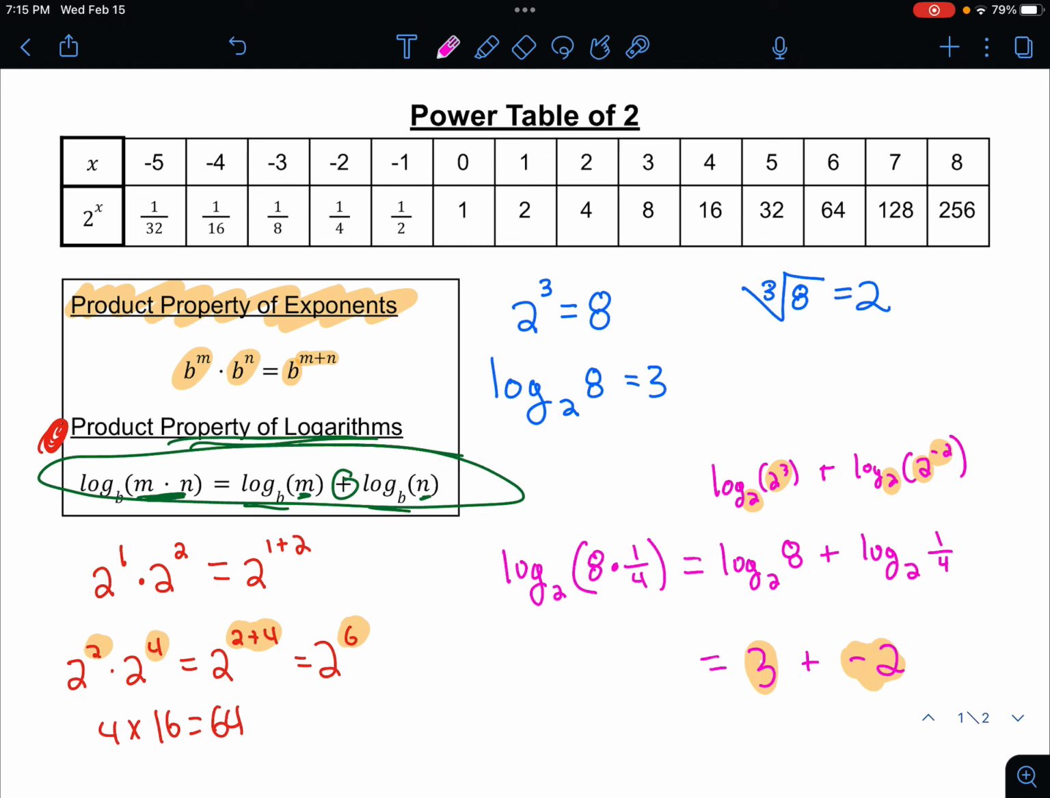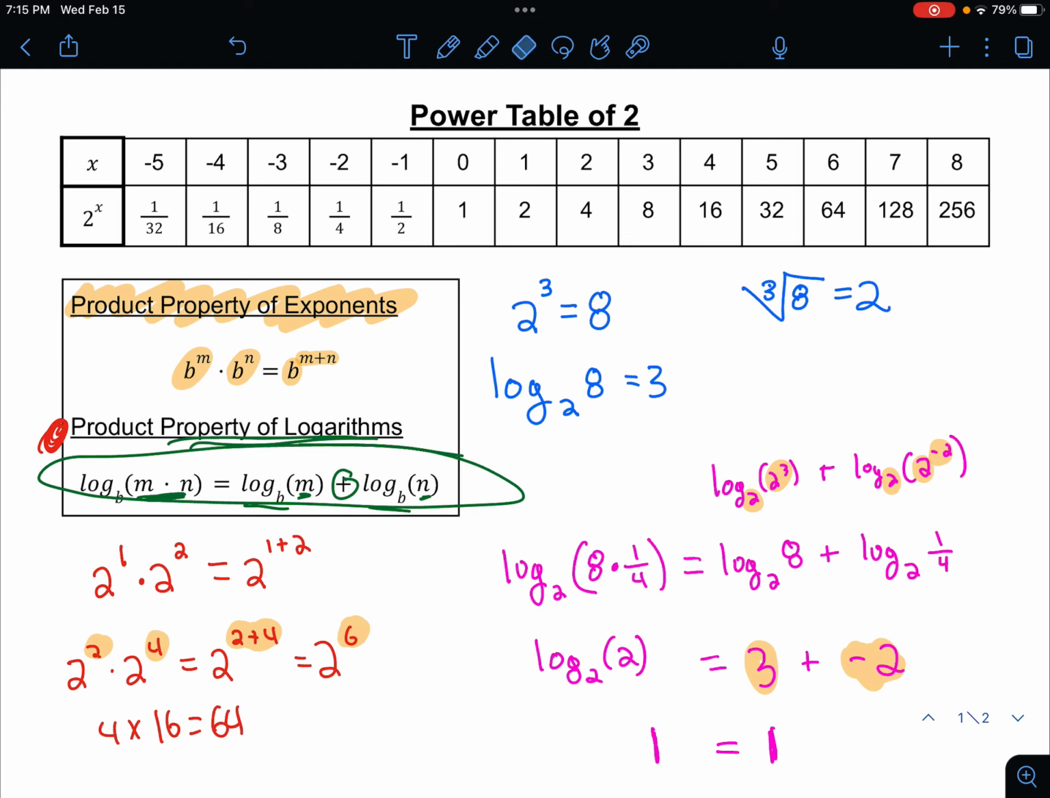On the right-hand side of the equation, we know 3 plus -2 is just 1. And if we look back to the left-hand side of the equation, we can say log base 2. Well, I could choose to write this a number of different ways. I could choose to say 8 times 1/4 is 2, and then log base 2 of 2 is obviously 1, and we can show that this is valid.